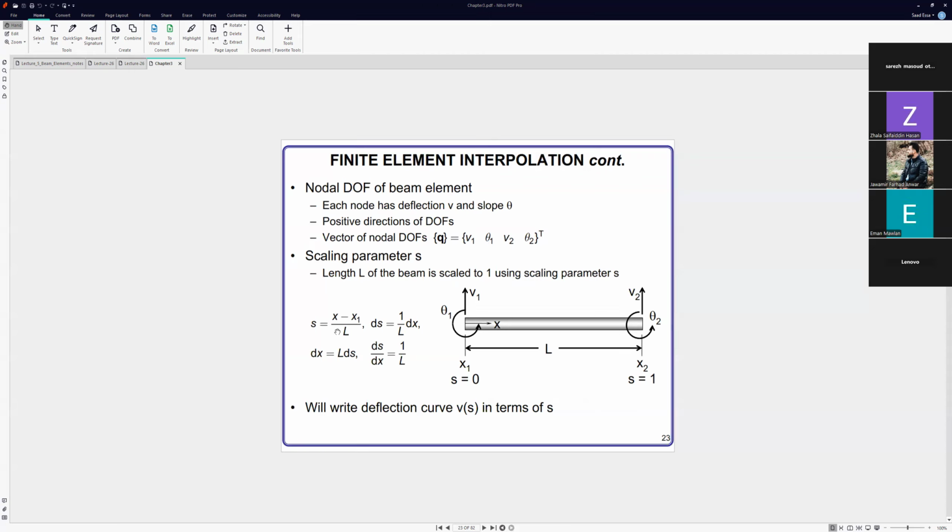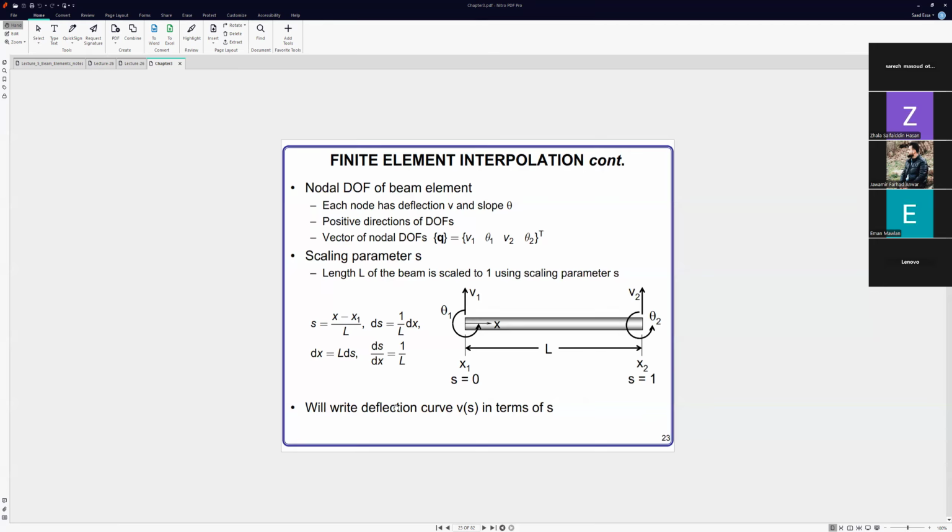So s is equal to (x minus x1) over L. At the first node s is equal to 0, and at the second node it is equal to 1. So ds is equal to dx over L, which means dx is equal to L ds. This is important: dx is equal to L ds, so ds over dx is equal to 1 over L.